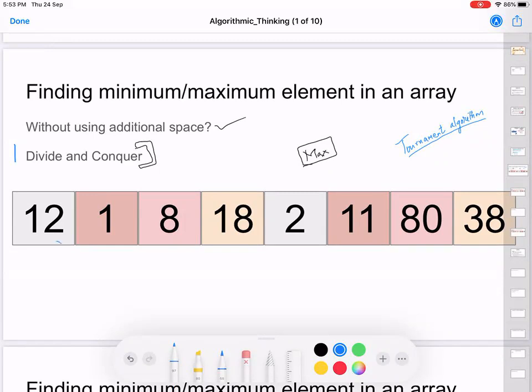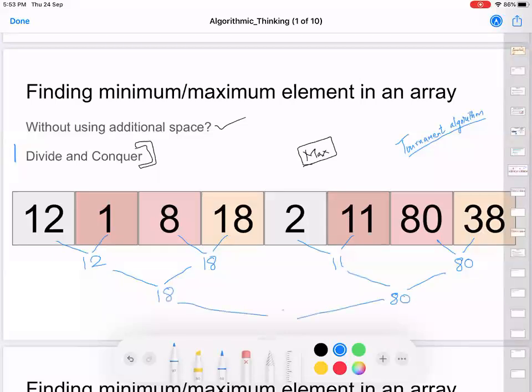What we do in the first step, you compare these two elements and figure out which is the max. So here your 12 is the max. Do it with these two elements. You get 18 here to be the max. Do it here, 11 is the max. Do it here, 80 is the max, right? And I again continue in the same way. So the next time I'm going to compare these two elements, figure out which is the max, compare these two elements, figure out which is the max. And at the end, you compare these two elements and 80 comes out to be your max element, right?